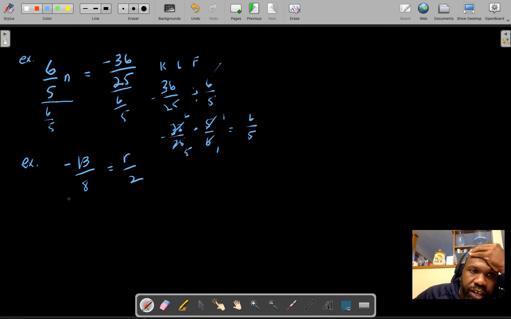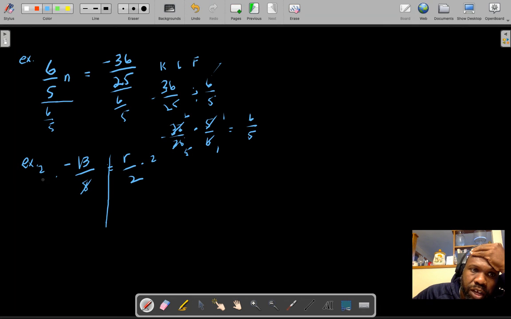All right, last problem. We have negative 13 over 8 equals r over 2. Okay, we're going to put that line down the middle again. And now it says r divided by 2. So again, the inverse would be multiplication. So we'd multiply both sides by 2.